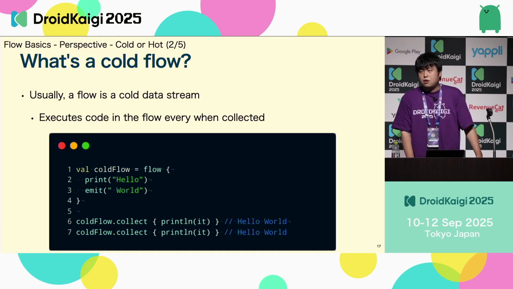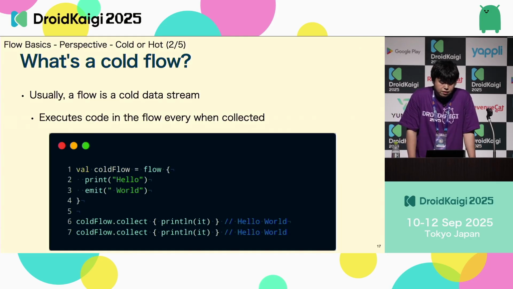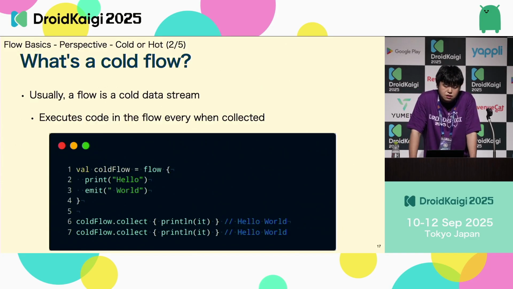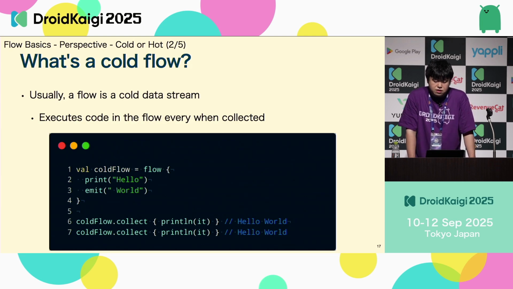Let's go to the cold flow slide. Flows are usually cold streams, so the code in the flow will execute when it's collected. In this example, a lambda of a flow builder prints hello and emits world to the downstream. So each of lines 6 and 7 will print hello world.